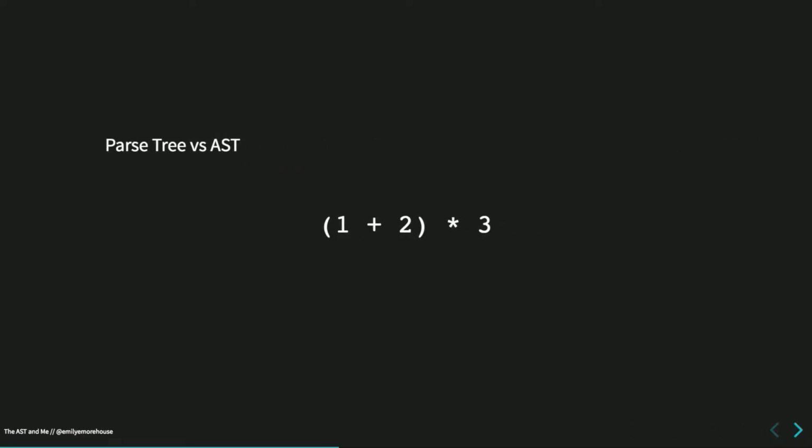So let's take a look at the difference between our two types of trees. So we're going to start off with a very simple arithmetic code example where we have 1 plus 2 in parentheses times 3.